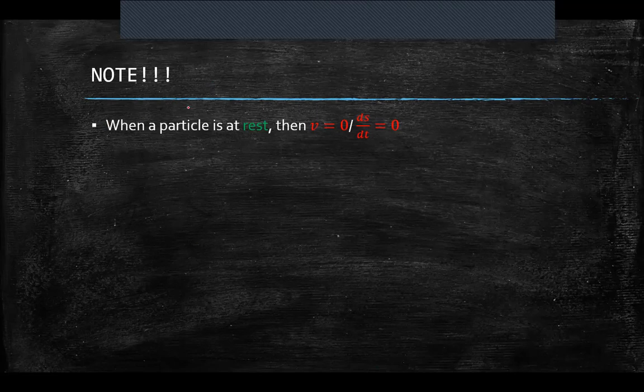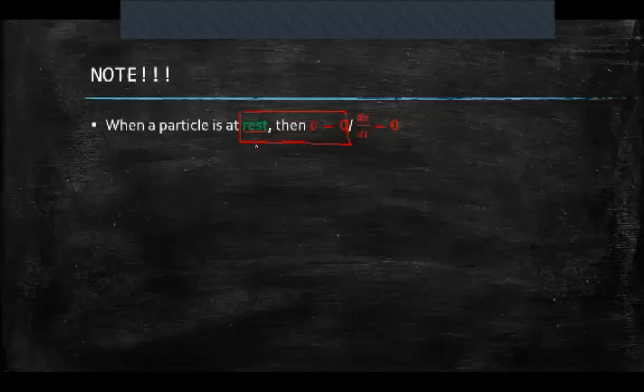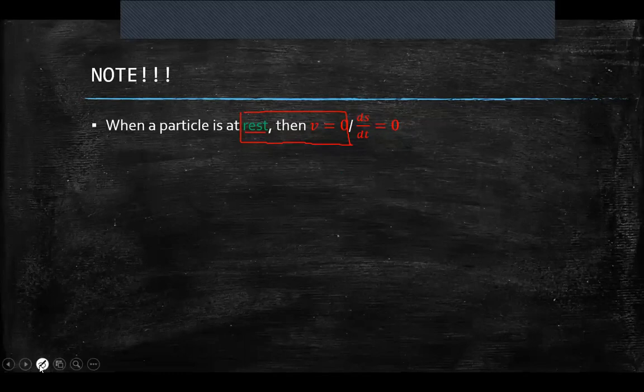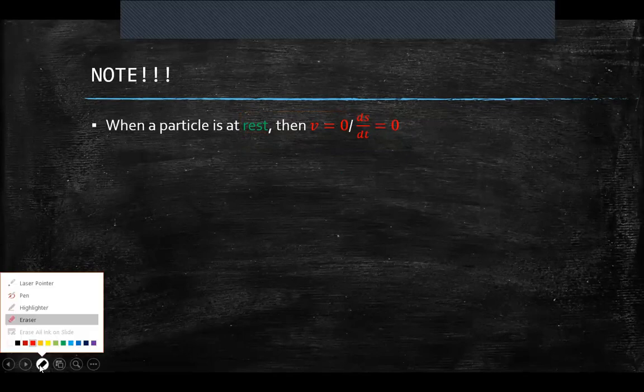Note, when a particle is at rest, then v is equal to 0. We said this already. I put it in one of the earlier slides. When you see the word rest, or instantaneously at rest, which means it's at rest, then the velocity is 0. And we just found out using calculus that velocity is actually ds on dt.